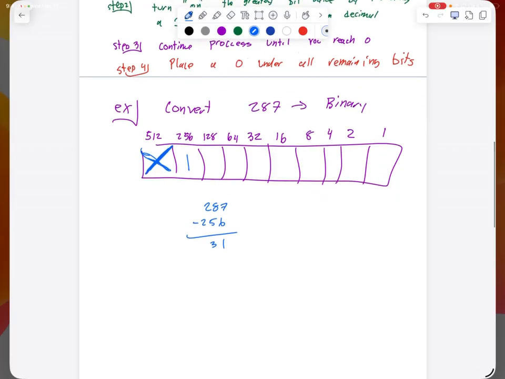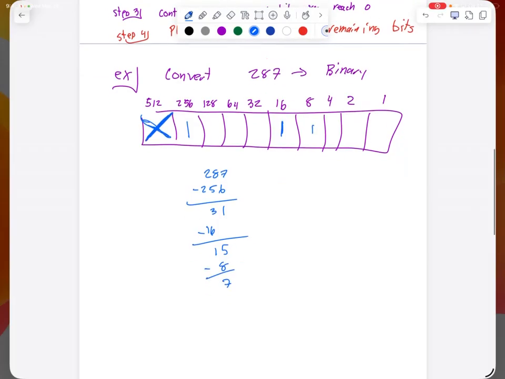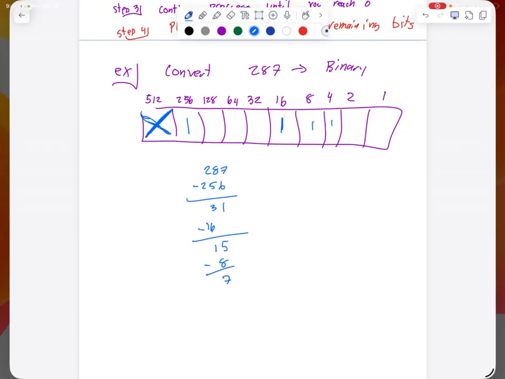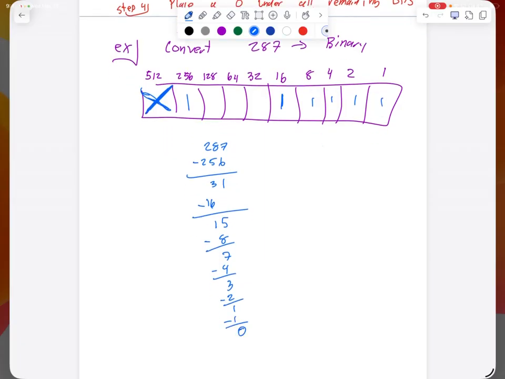So the next biggest number is 16, so minus 16. That gives me 15. The next greatest number is 8. That gives me 7. Then 4, that gives me 3. The next number, 2. That gives me 1. And therefore 1. Now I've got 0. I fill in all the other places with 0, and I have my answer: 1, 0, 0, 0, 1, 1, 1, 1, 1. And that's my answer.